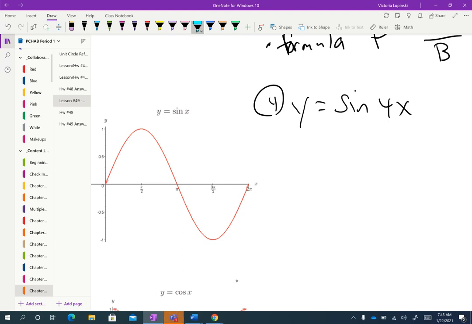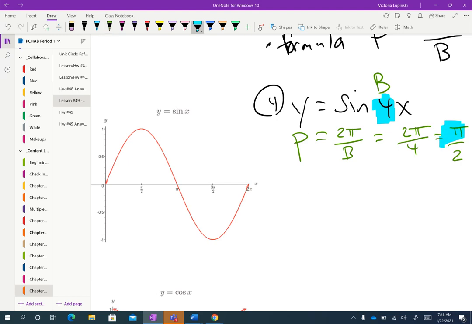So this 4, that is your b. That means there's a change in period, and the change in period happens by doing 2 pi over b, which in this case is going to be 2 pi over 4. If you simplify that, what this means is that your period has changed from 0 to 2 pi and is now going to be 0 to pi over 2.